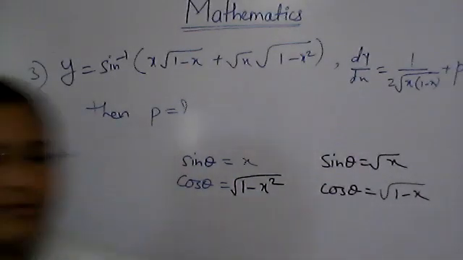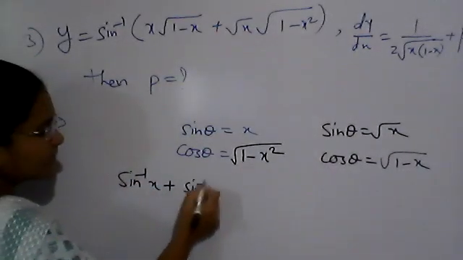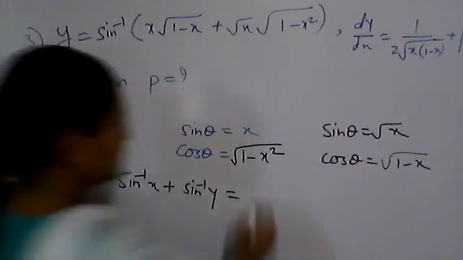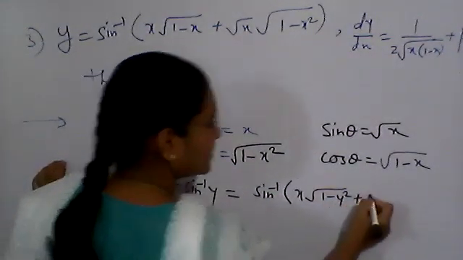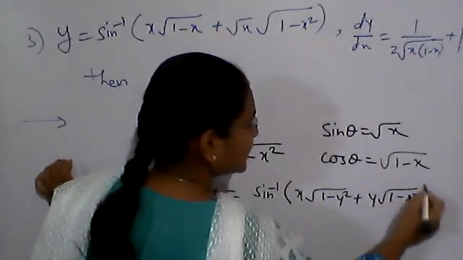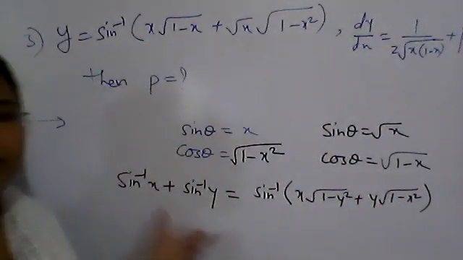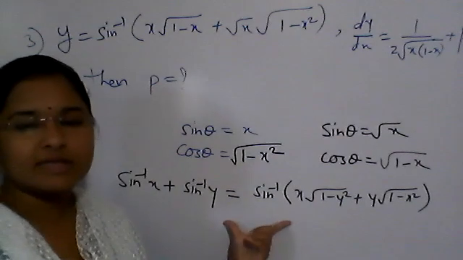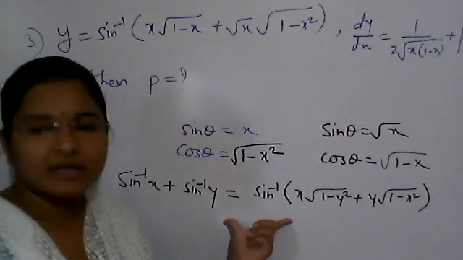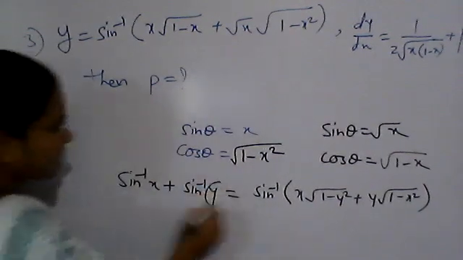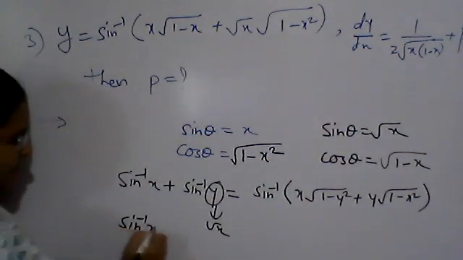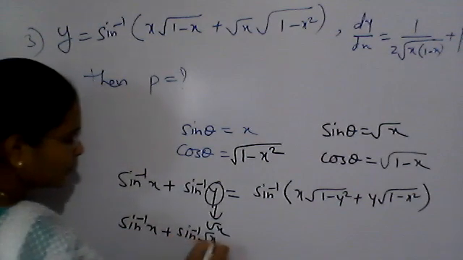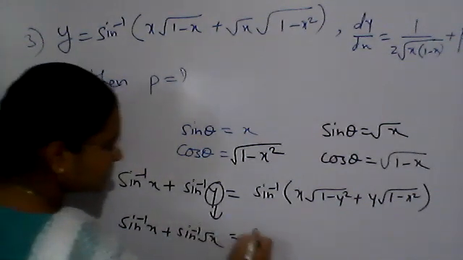Now we have one formula. Remember, sine inverse of x plus sine inverse of y equals sine inverse of x root 1 minus y square plus y root 1 minus x square. Do you remember this in inverse trigonometry? Yes or no? If we replace this y by root x, then what will we get? Sine inverse of x plus sine inverse of root x equals what?